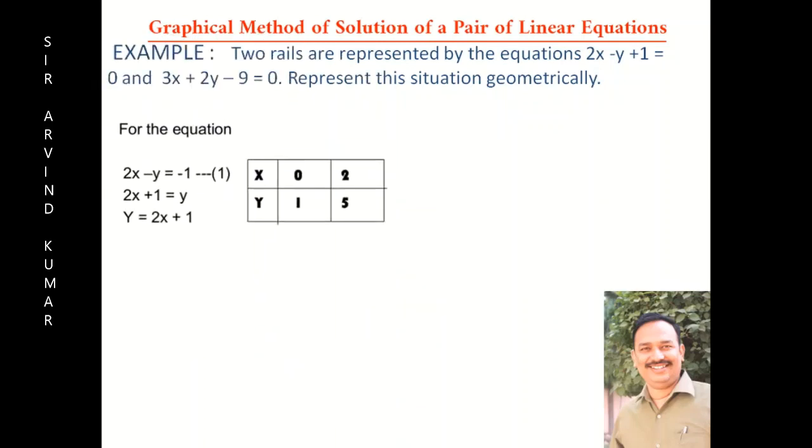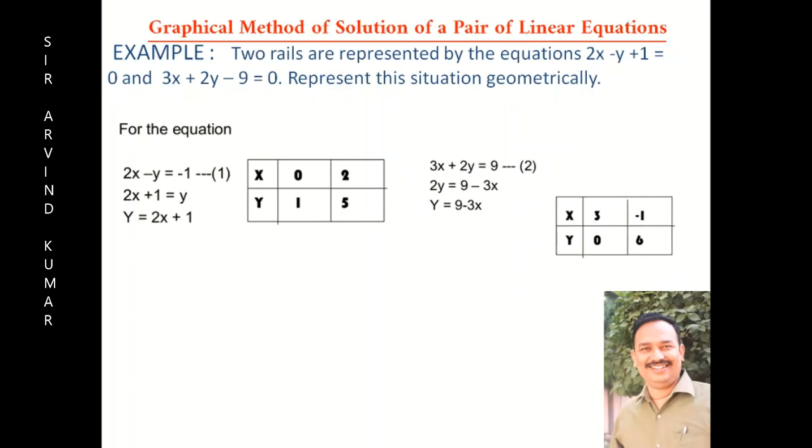Look at this. For the equation 2x minus y plus 1 is equal to 0, we will write it as 2x minus y is equal to minus 1, and it gives you y is equal to 2x plus 1. So put x is equal to 0, it gives you y is equal to 1. Put x is equal to 2, it gives you y is equal to 5. Similarly, we will make point solutions for line 2, that is 3x plus 2y is equal to 9. It gives you y is equal to (9 minus 3x)/2. When you put x is equal to 3, it gives you y is equal to 0. When you put x is equal to minus 1, it gives you y is equal to 6.